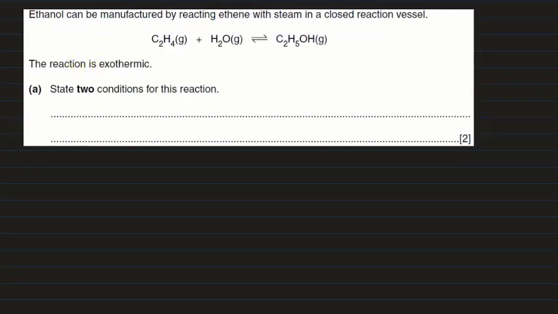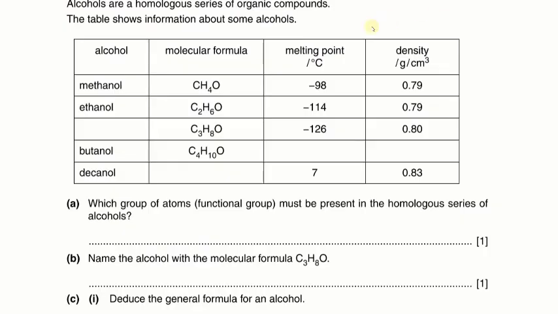Now look at this question in which they're saying that ethene reacts with steam to give ethanol. Give two conditions for this. The condition is H3PO4, that is phosphoric acid, used as a catalyst. The temperature is 300 degrees Celsius and 60 to 70 atmospheric pressure is required for this reaction to take place.